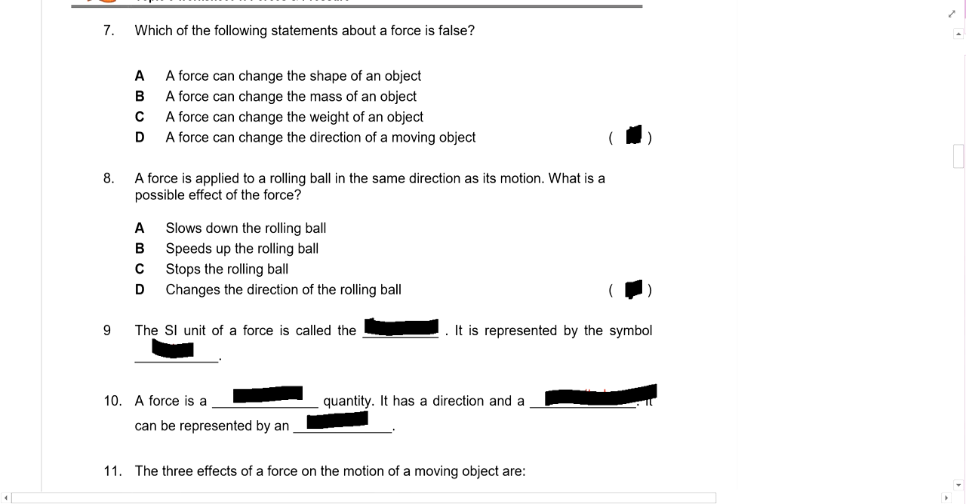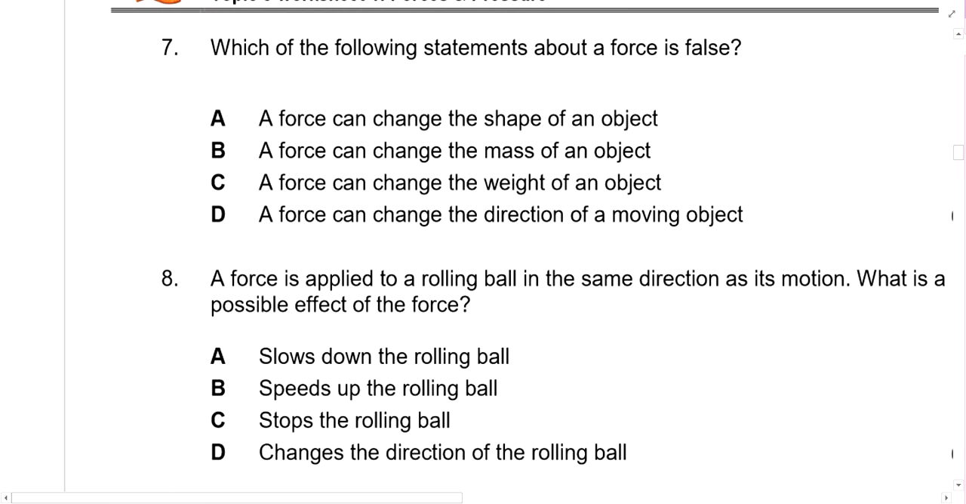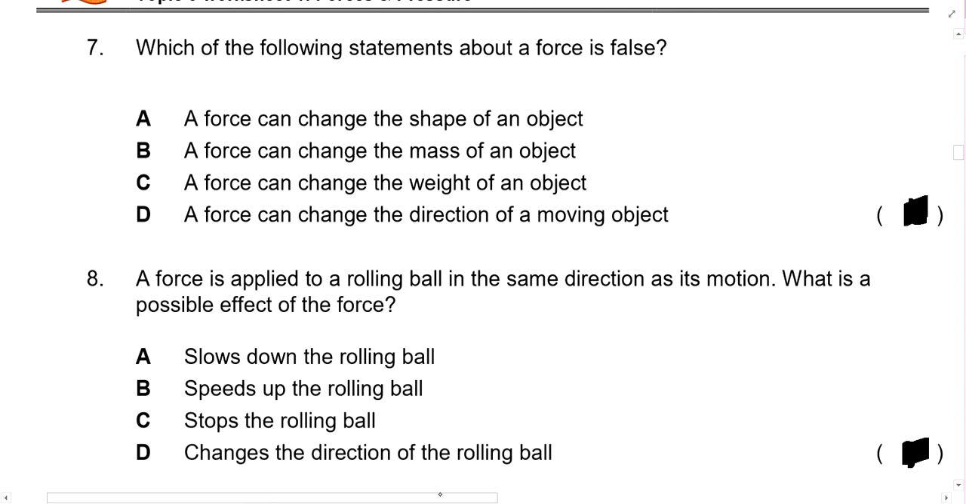Which of the following statements about force is false? Which one is false? A force can change the shape of an object. Is it possible? Okay. A force can change the mass of an object. Possible or not? Not possible. Okay, B is the answer.